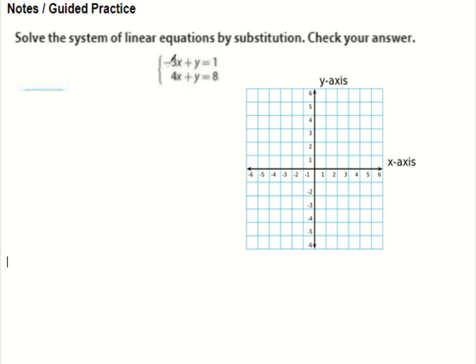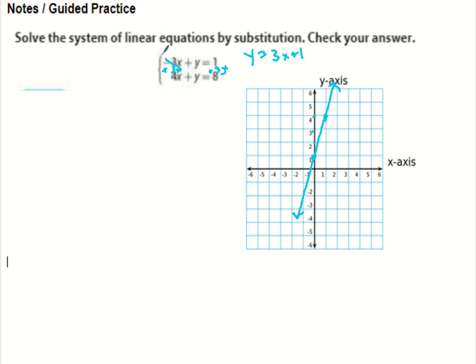So here I have a system of equations. Now, one way we could do this is we could change these into slope-intercept form and we could graph them. So I could add 3x to both sides here. That goes away. I get y equals 3x plus 1, and then I could graph that. 1, 2, 3 over 1. So there's my equation. That is one way to do this. Okay. I could do the same thing with the second one, and then I can solve.